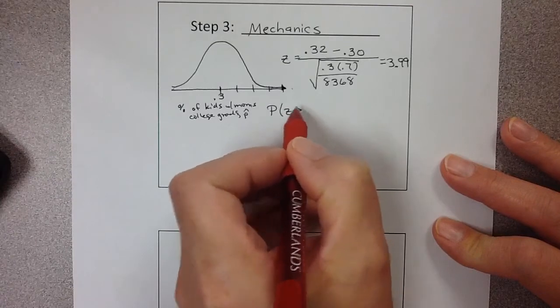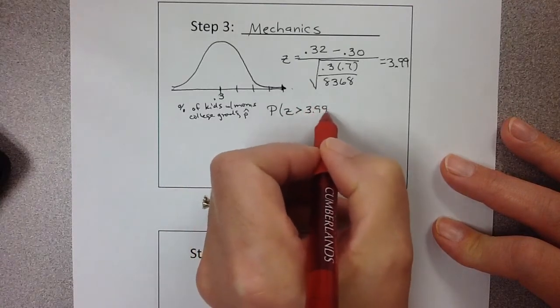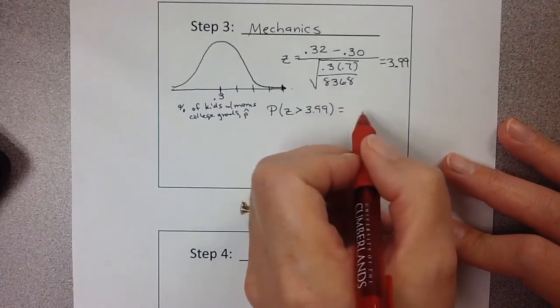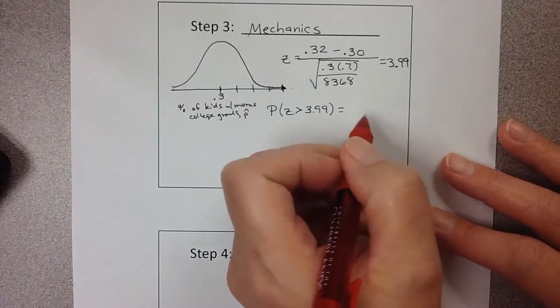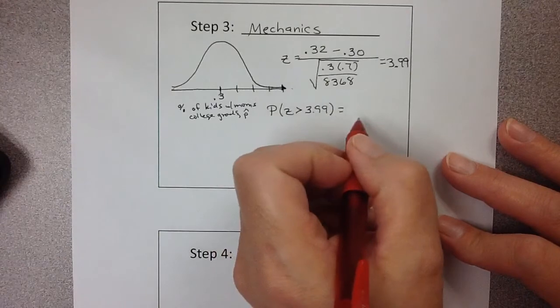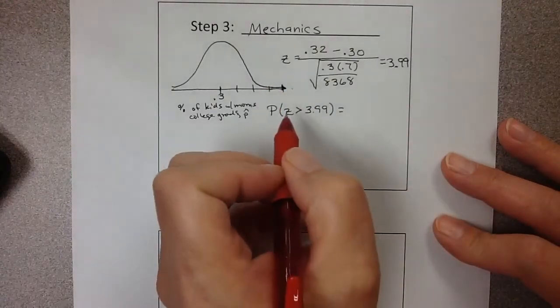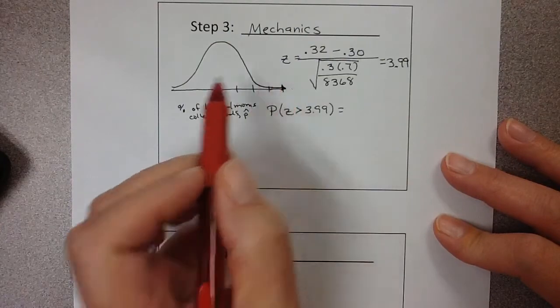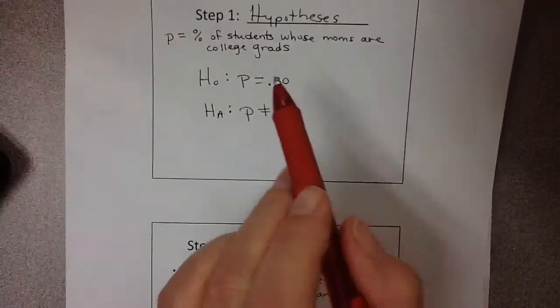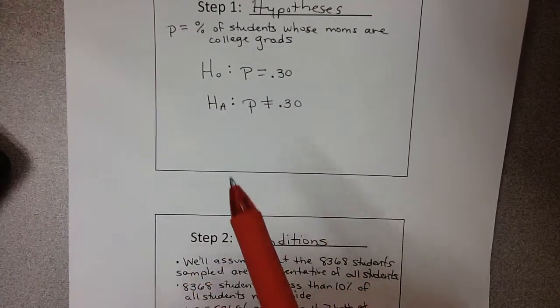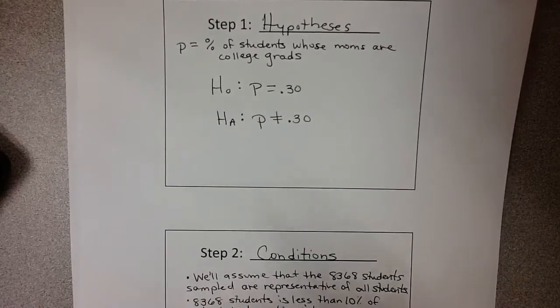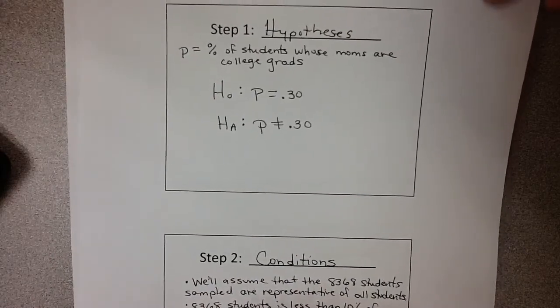The probability of getting a z-score at least 3.99 is pretty small. It's like 3.3 times 10 to the negative 5th. But there's a catch here. Even though this sample is above the mean and very small, if I look back at my hypotheses, I had a not equal to, which means if I'd pulled a sample much bigger or much smaller than 30%, either one of those would have caused me to reject the null.